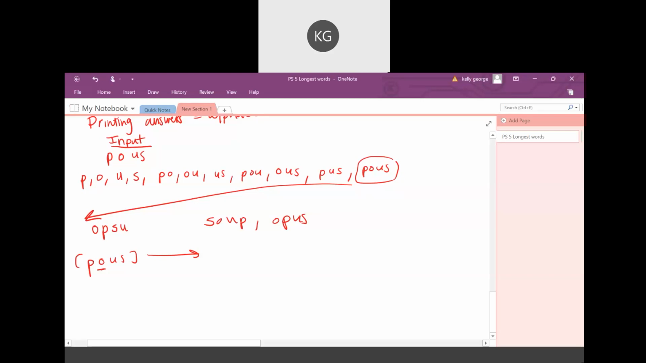Yep, so O comes before P in the alphabet, so we would switch those. And next we have to check the third one with the second one. And we don't need to switch the P and the U. So we can continue on to the fourth index, or the third index. So we check S with the U. And do we need to switch those?